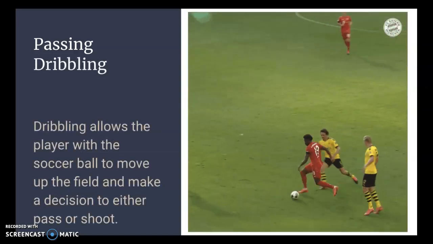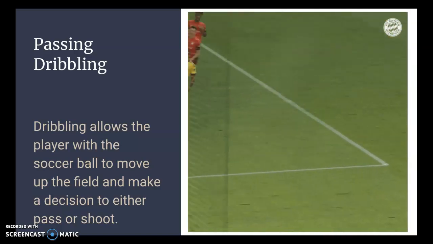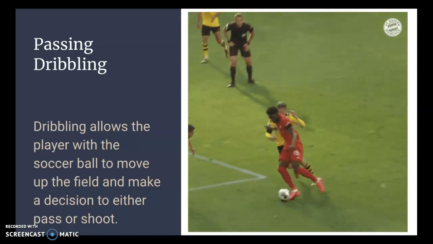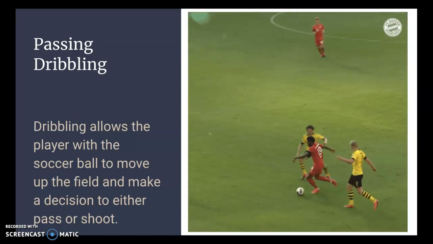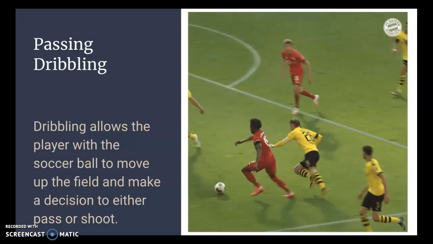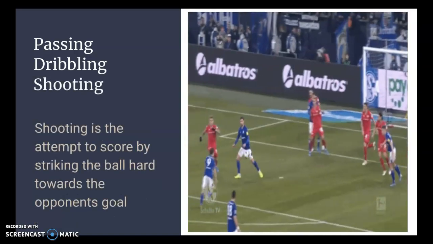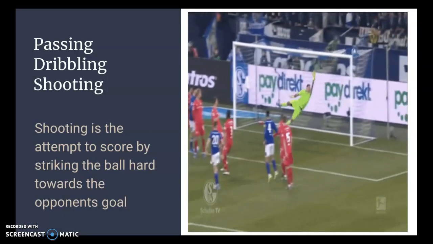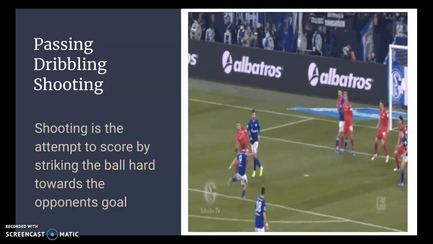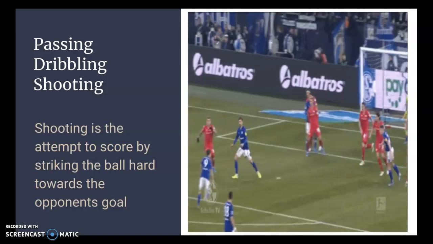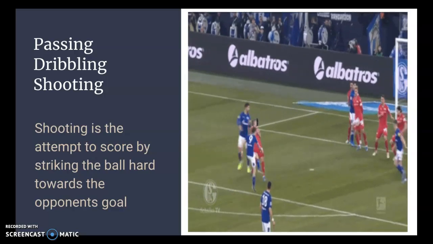Then we'll be talking more about dribbling. So dribbling allows the player with the soccer ball to move up the field and make a decision to either pass or shoot. Building on the skill will help you learn a little bit better about ball control and speeding up and slowing down. And finally, shooting. So shooting is an attempt to score by striking the ball hard towards the opponent goal. Most often, you will have an open shot at goal, and you will take it. The harder you kick, the more accurate you are, the more likely you are to score.